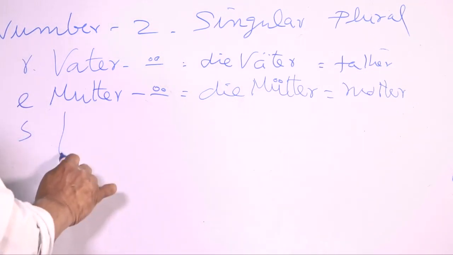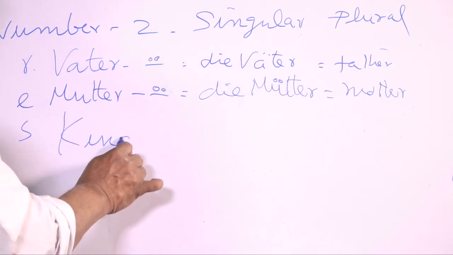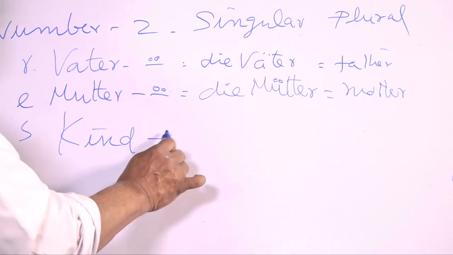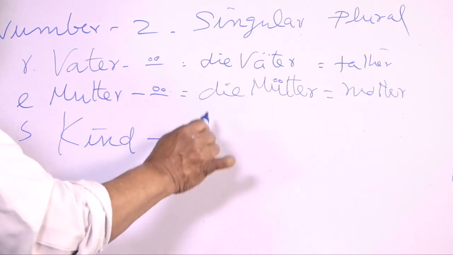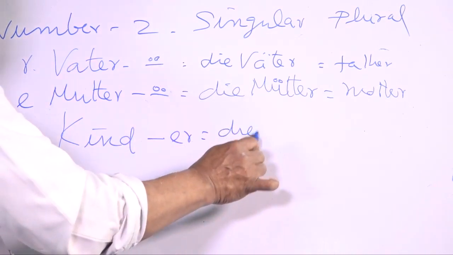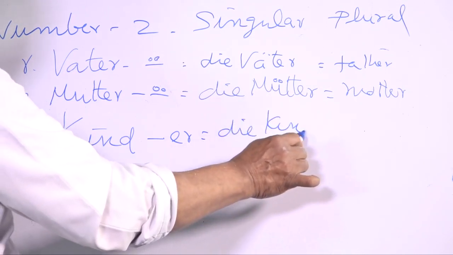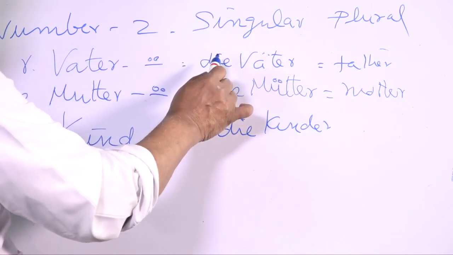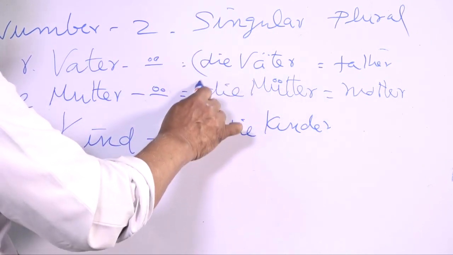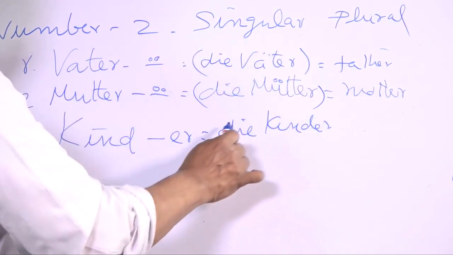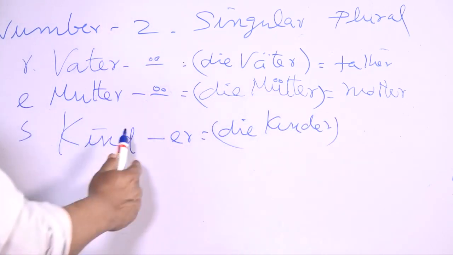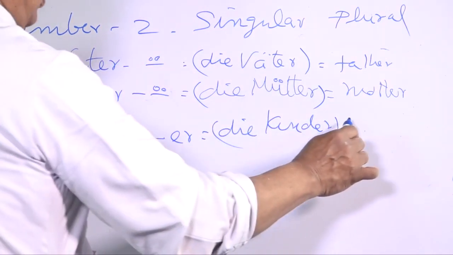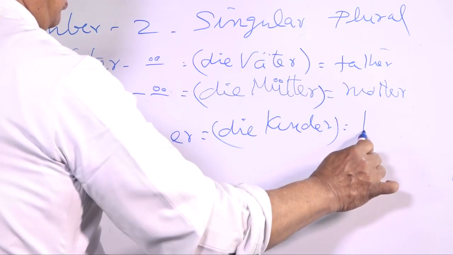Das Kind. Plural is Kinder. Die Kinder. So this you should actually put in brackets, because by this alone, you understand what the plural is. Child.